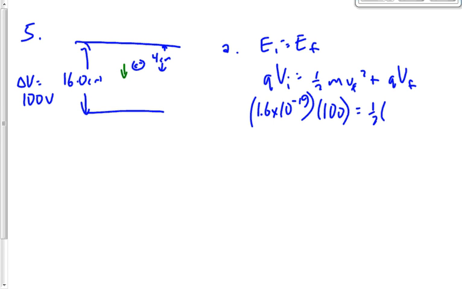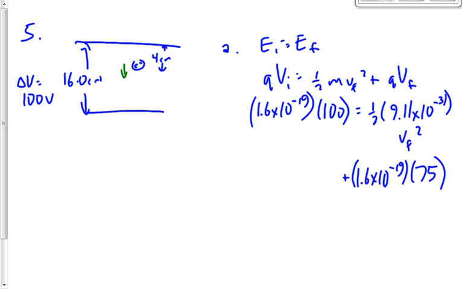The mass of the electron is 9.11 times 10 to the minus 31. Vf squared, that's what we're trying to find. What's the final potential here? 75. Listen, the 4 centimeters has nothing to do with it other than telling us that we've gone a quarter of the way across the potential difference. Therefore, if we started with 100, we've lost a quarter, right? So we're left with 3/4. Okay, when we do the math on that and solve for Vf, we end up getting 2.96 times 10 to the 6 meters per second.